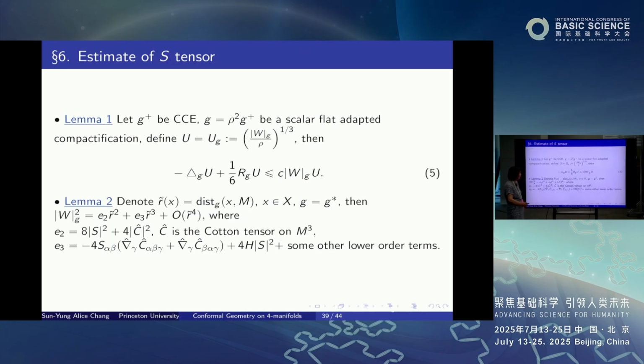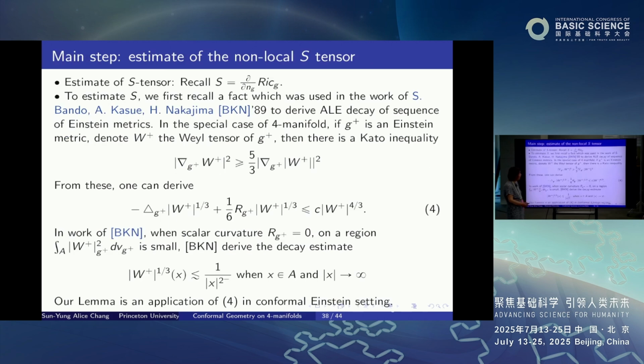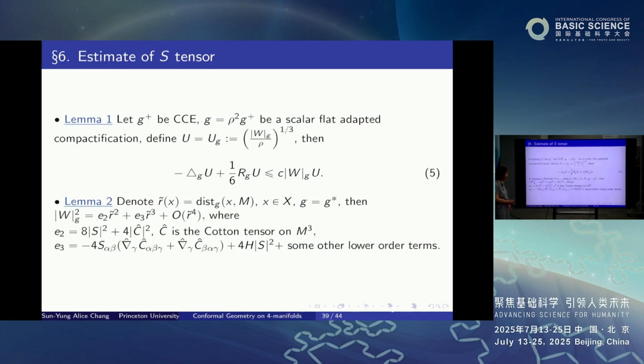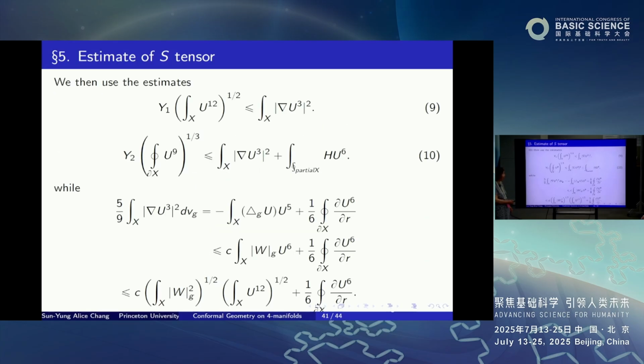And the key estimate of this part is: why does this allow us to estimate this S tensor? And this is through some work of BKN and so on. Sorry, I'm running out of time. So we begin to estimate this S tensor by studying the corresponding PDE, and then we reach the compactness estimate.